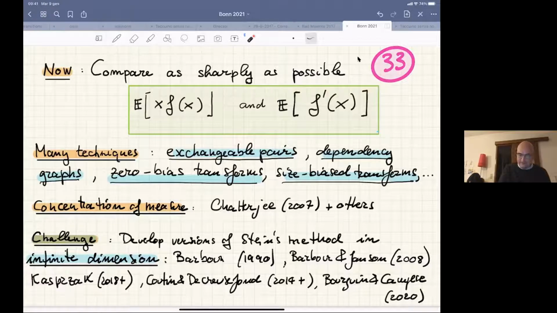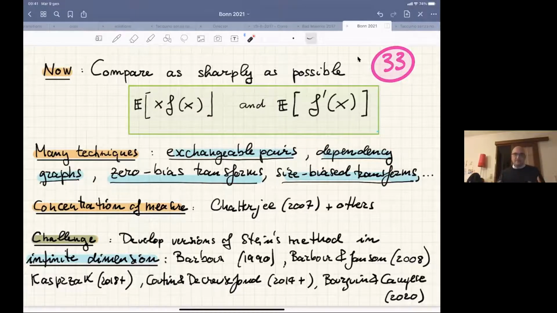So this is known as the technique of exchangeable pairs, or random variables that verify some identity as far as expectations are concerned. These are called the size bias transforms, zero bias transforms, or often also these kinds of expressions are controlled by using the notion of dependency graph. This is something that I'm not really going into.